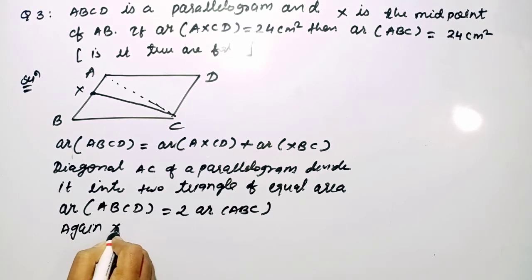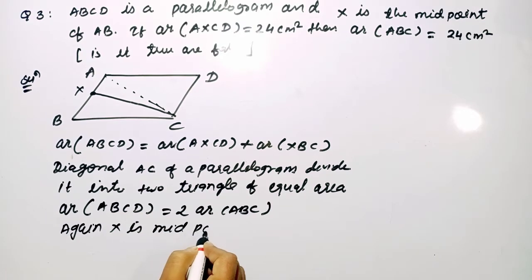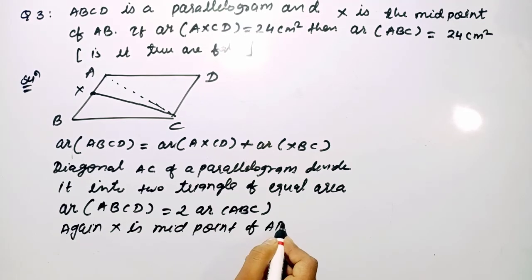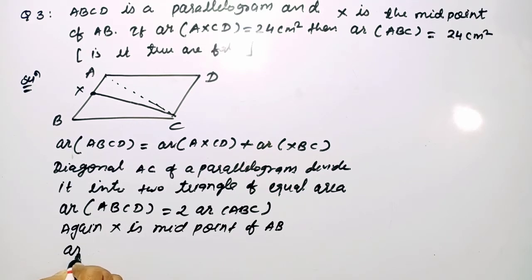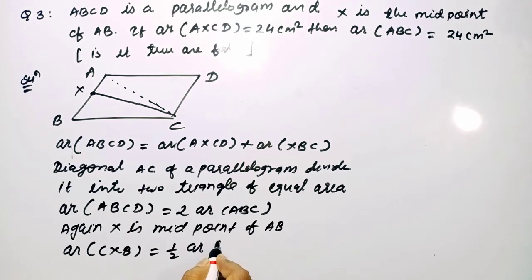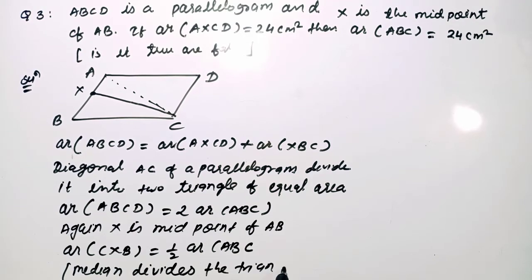Again, X is a midpoint. So triangle ABC will be divided into two, because a median divides the triangle. In triangle ABC, CX is a median, and the median of a triangle divides the triangle into two parts of equal area.